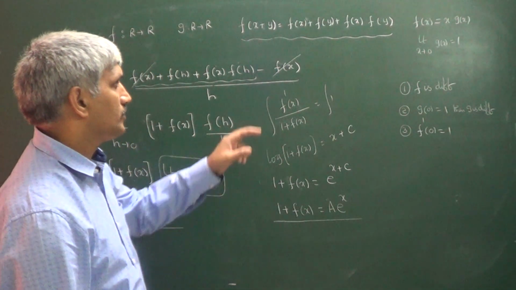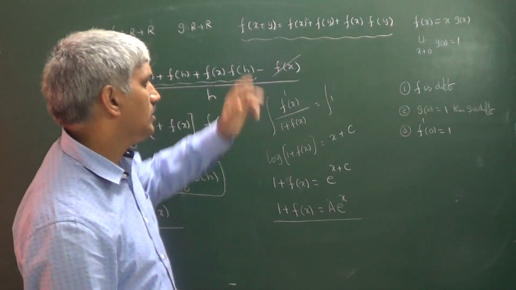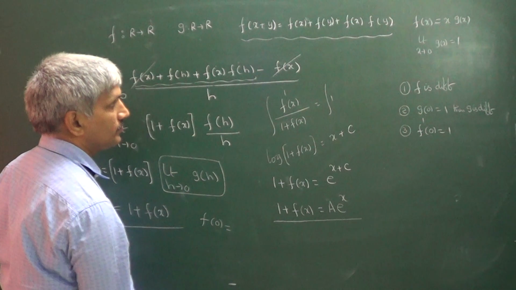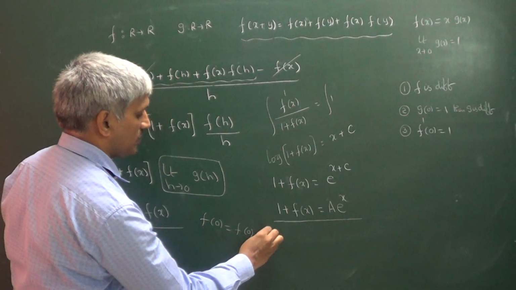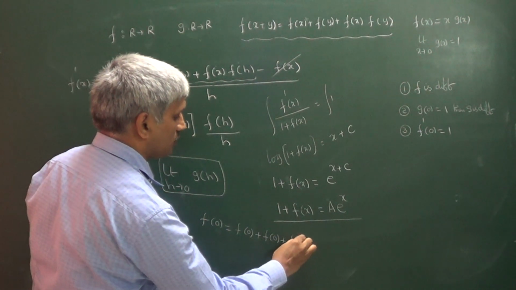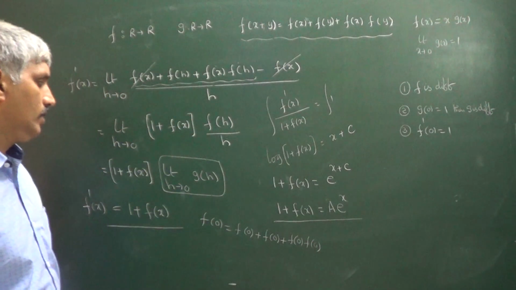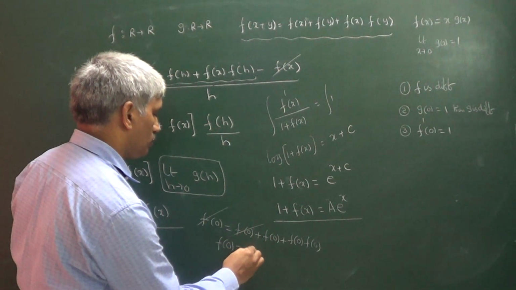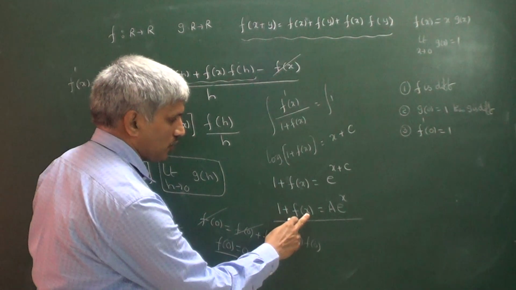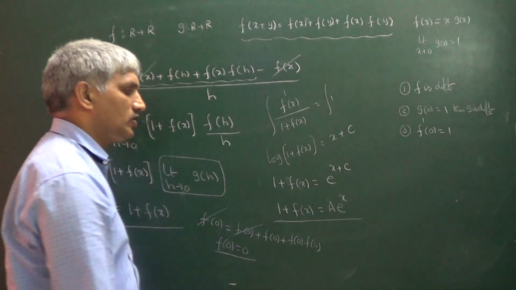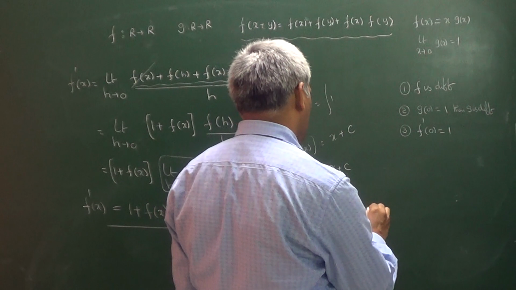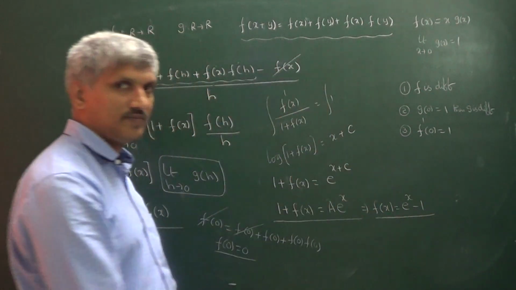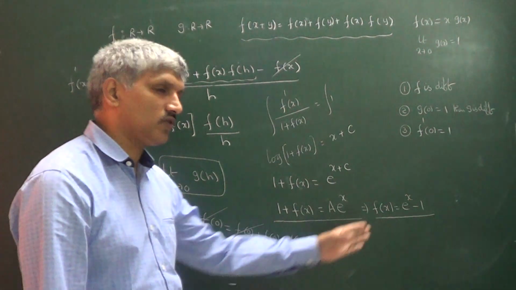Observe for that. If you put x equal to 0, then what will we get? f(0) is equal to f(0) + f(0) + f(0) into f(0). So f(0) cancelled, and we are getting f(0) is equal to 0. If you substitute x equal to 0 here, you will get the value of a is equal to 1. So we got the function f(x) is equal to e to the power of x minus 1. That is the function we got.